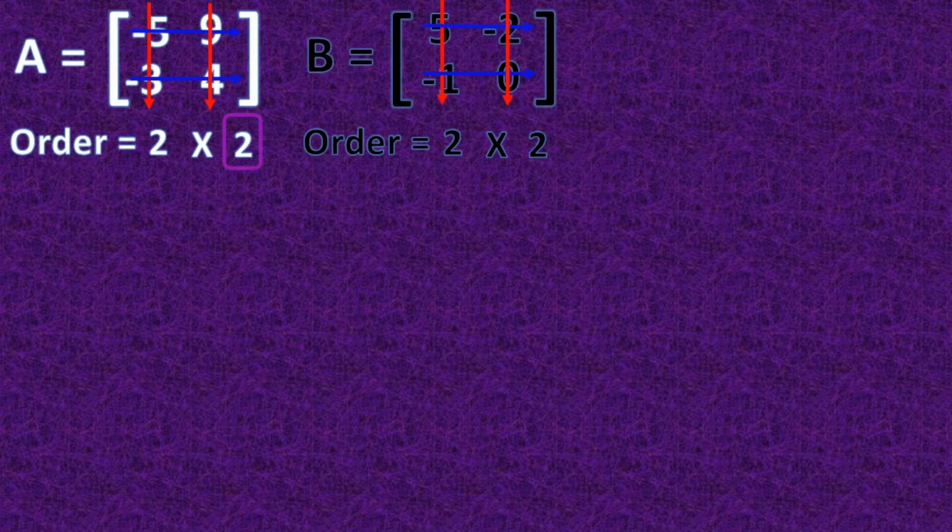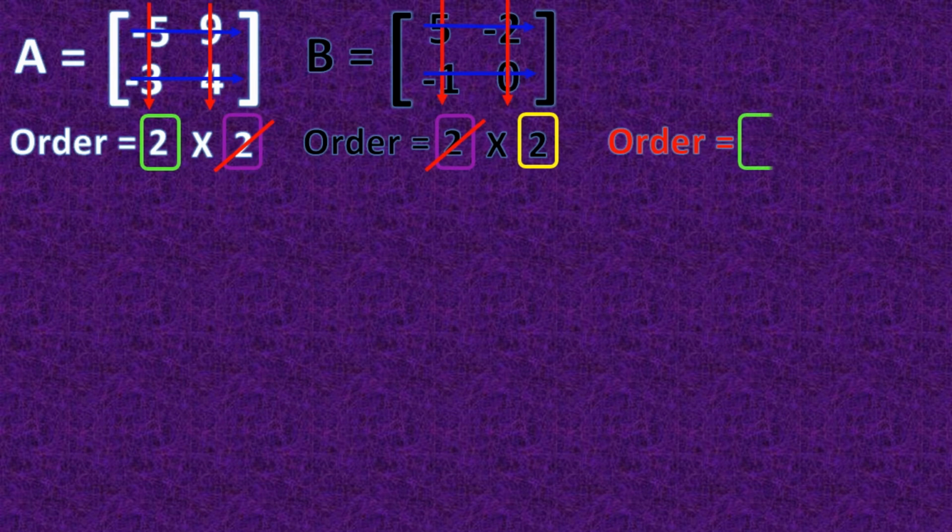Now check the column of matrix A and the row of matrix B are the same. They will get cancelled. And when you multiply matrix A and matrix B, the product matrix will get the order of the remaining numbers, 2 and 2. Green 2 multiplied by yellow 2. The remaining numbers of the bracket, green and yellow, will decide the order for matrix AB.